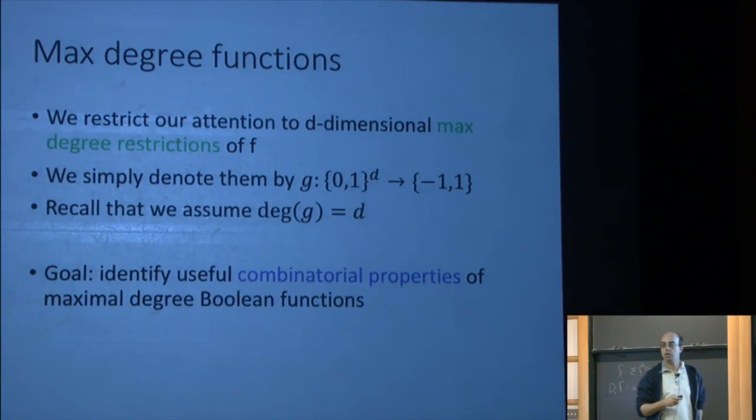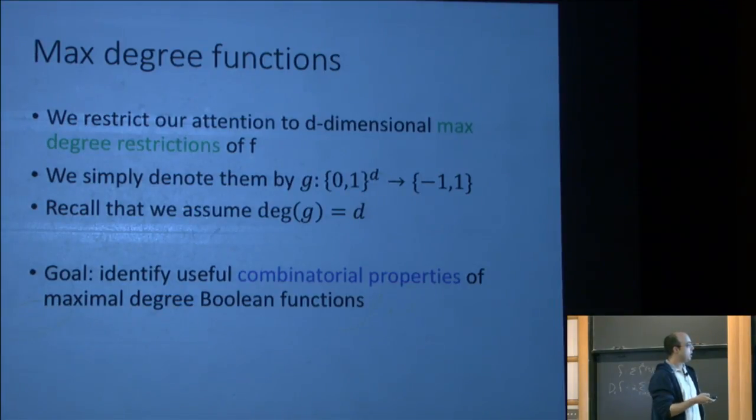When you say max degree, that means that the largest Fourier coefficient is non-zero? Yes, it's equivalent, thank you. So g hat of the maximal coefficient is non-zero. Or equivalently, you write it as a real polynomial, and you require full degree. All of these things are equivalent. And somehow we want to identify useful combinatorial properties of g.